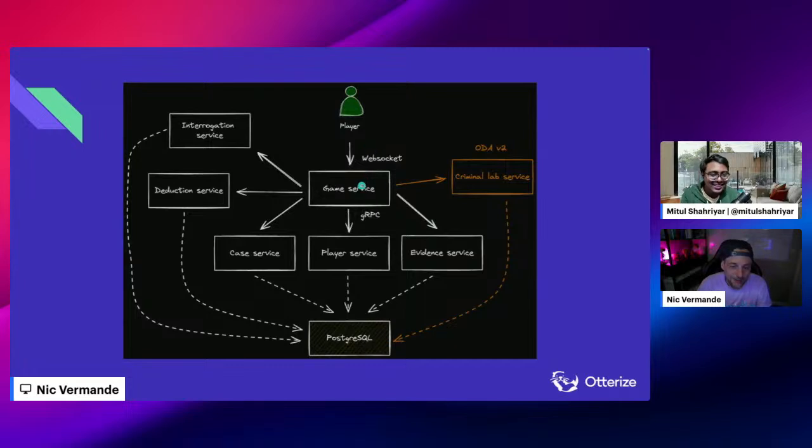So the game service itself is talking to multiple other services. The case service generates the case and the different clues. We have the player service that's going to ask you for a name. We have the evidence service where you can examine particular evidence and locations. We have the interrogation service where you can get a list of suspects and ask them questions. And we have the deduction service where you can propose your solution to solve the crime.